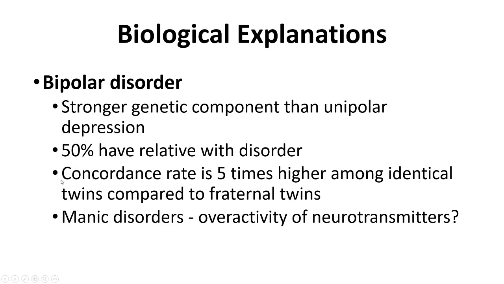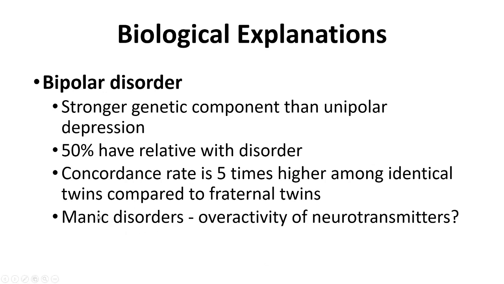And for that genetic side of things, we have a 5 times higher concordance rate with identical twins, the ones that share 100% of their genes, versus fraternal twins, the ones that only share 50% of their genes. So having more common genetics, by having more of the same genes, you have a much higher chance of both having bipolar disorder. Again, strong indicator that there's a genetic component.